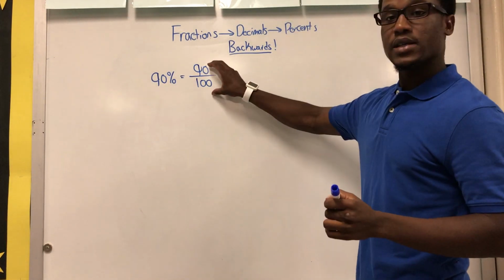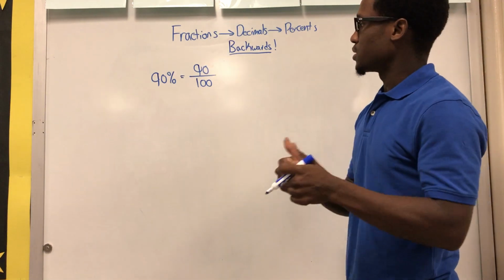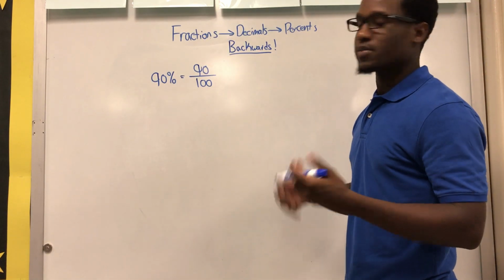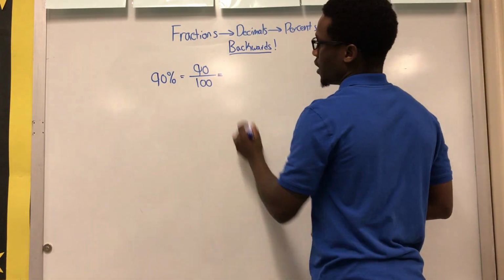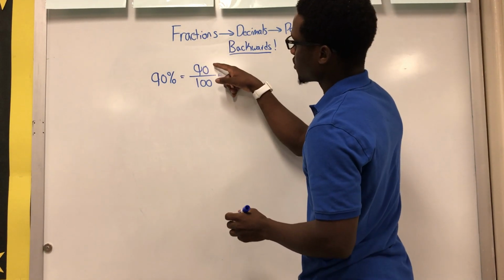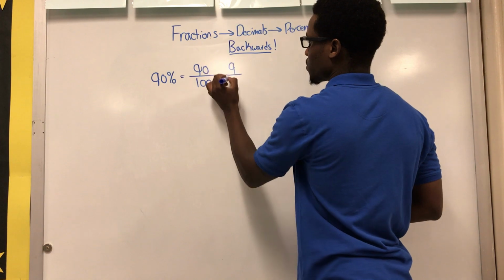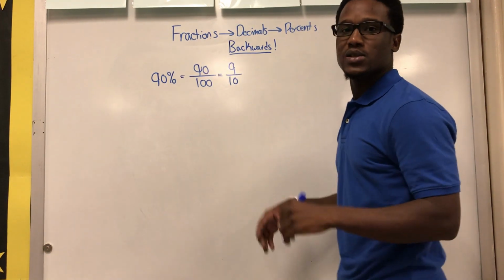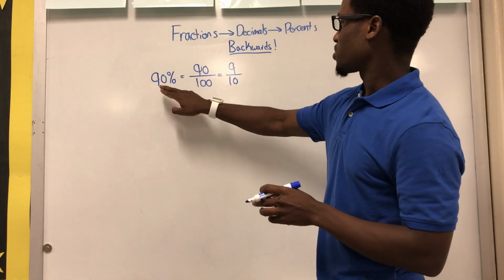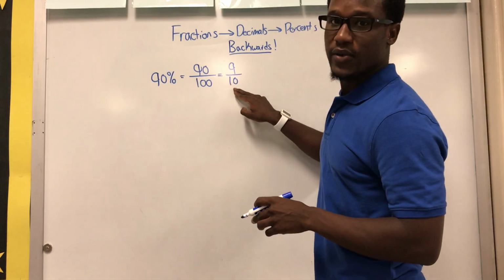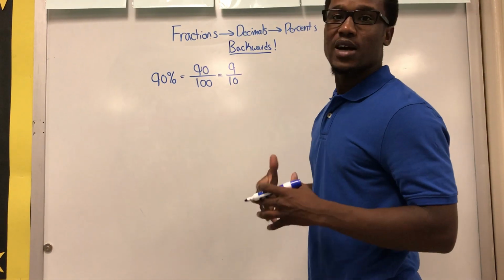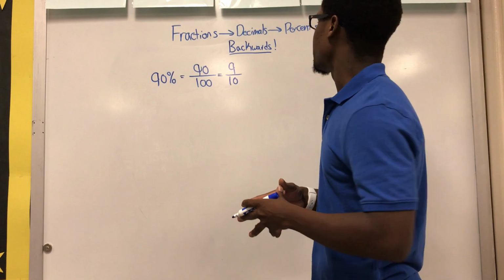Now, this is the correct fraction. This is good, but we can go ahead and simplify this a little bit more. 10 goes into 90 and 10 goes into 100. So our actual fraction when it's simplified is going to be equal to 9/10. So we have our percent here, we have our simplified fraction. We're going to always try to simplify our fractions this year.